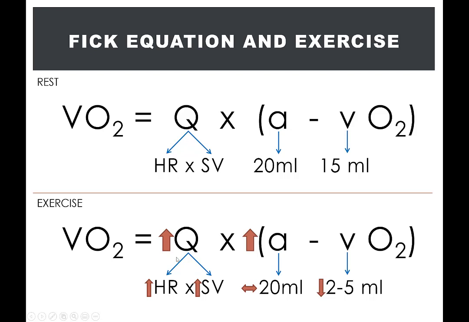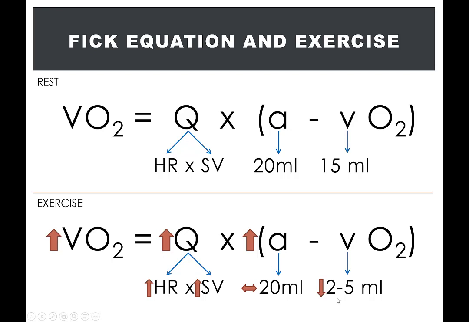Now, based on the Fick equation, if cardiac output and Avo2 difference increases, how does oxygen consumption rate, or VO2, change? It would obviously increase. So if I ask the question, which of the following factors contribute to increases in VO2 from rest to about 50% VO2 max intensity, the possible answers would be an increase in cardiac output, which is due to an increase in heart rate and an increase in stroke volume, as well as an increase in Avo2 difference, which is due to a decrease in venous O2 content.